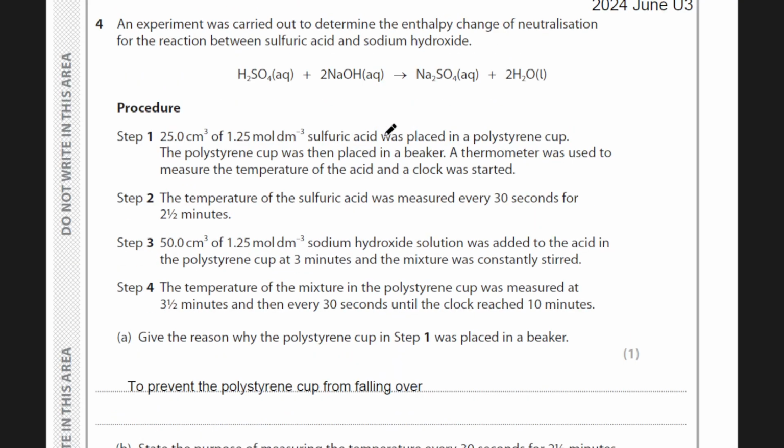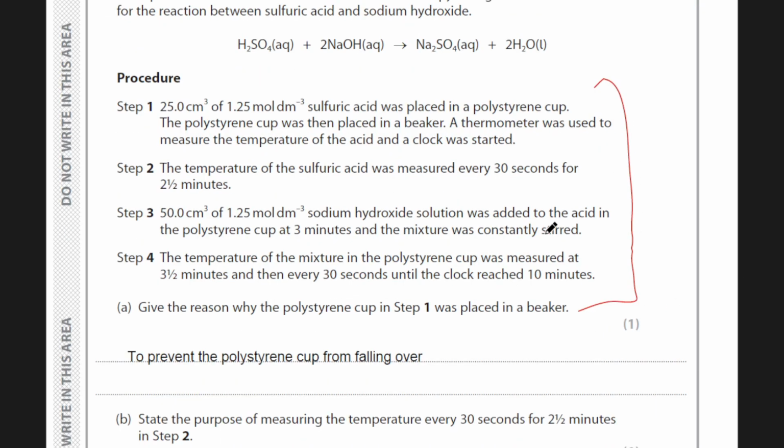Moving on, number 4, an experiment was carried out to determine the enthalpy change of neutralization for the reaction between sulfuric acid and sodium hydroxide. So we were provided with this procedure down here. Now, give a reason why the polystyrene cup in step 1 was placed in a beaker. It was placed in a beaker basically to prevent the polystyrene cup from falling over.